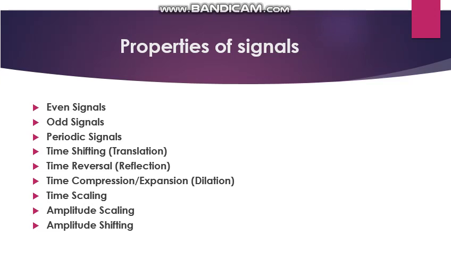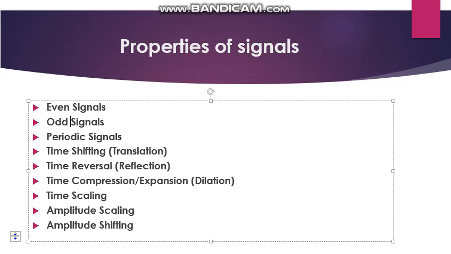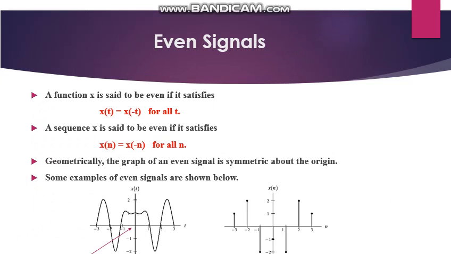Now you can see that there are some properties of signals, that means even signal, odd signal. There are the classifications, periodic signal, and a lot of other properties being taught here. So now let us see what even signals are. A function x is said to be even if it satisfies x(t) equals x(minus t). That means whatever negative is given to the time function does not change it, it should always be positive.